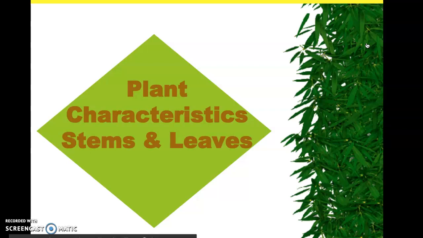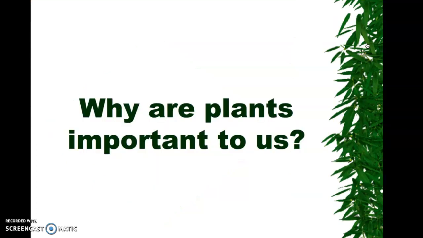We are going to be talking about plant characteristics, more specifically stems and leaves, which are very important parts of a plant, each of which has a specific function and a job in order for the plant to survive and be successful. So, first off, again, another review.